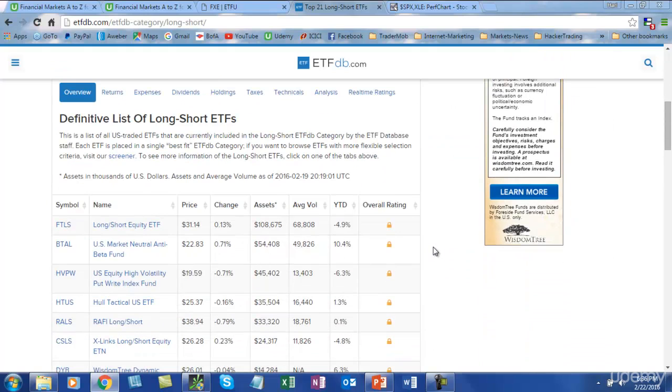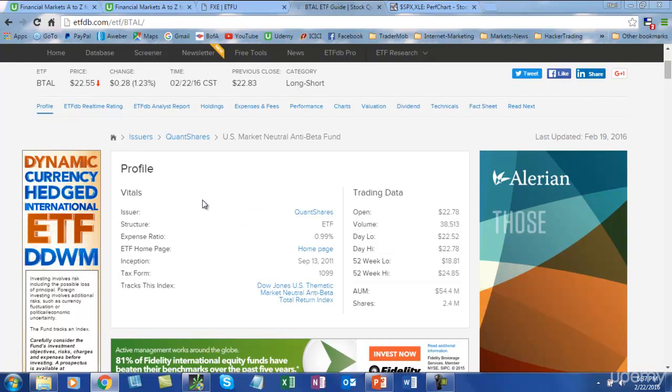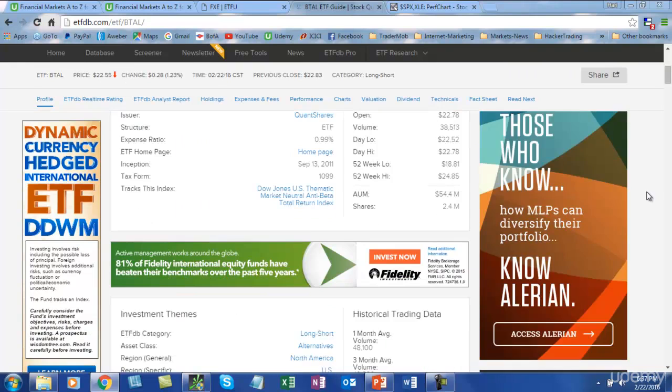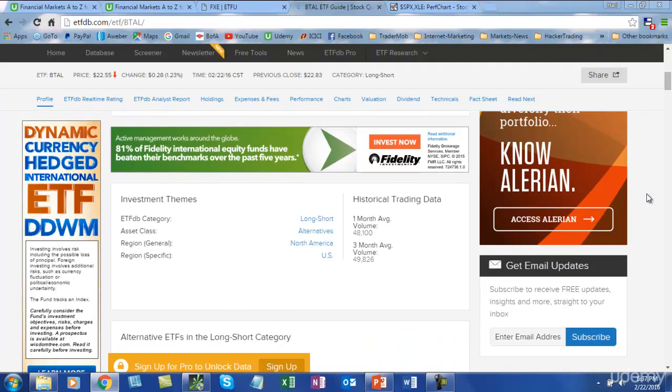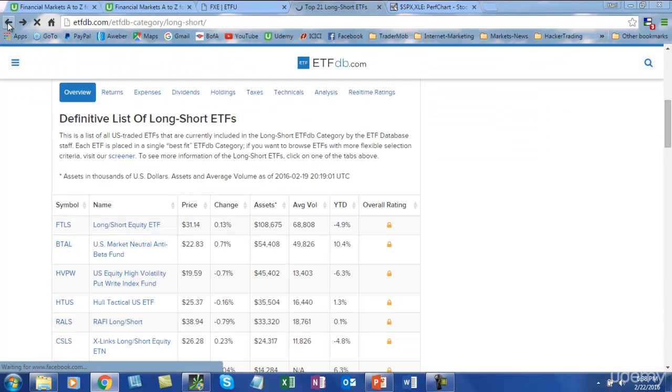And so here is the list of all the long short ETFs, and looks like this one did very well. It's got a year to date performance of about 10.4%. So let's go take a look at this one, BTAL. Expense ratio is a little high because this is obviously an actively traded ETF, both on the long and the short side. Therefore, you will find that the expense ratio is generally a little higher. Asset class is alternative investments. ETF category is long short.